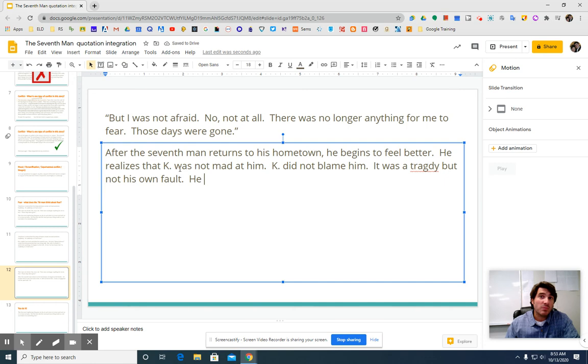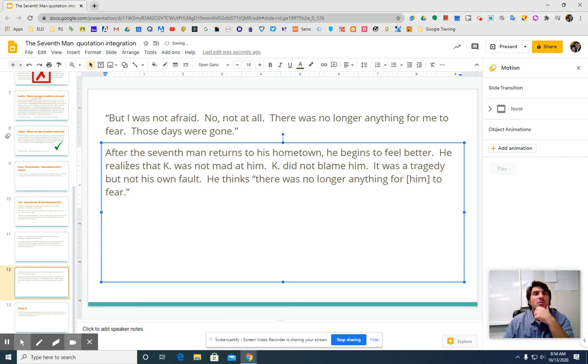I could say realizes again, but I already said realizes. I don't like repeating the same word. So we could say he realizes, but I might say he thinks, or he considers, but he thinks. I don't know. I'm not sure I like that. I might come back and change that. But he thinks. Let's see here. Thinks there was no longer anything for him to fear.